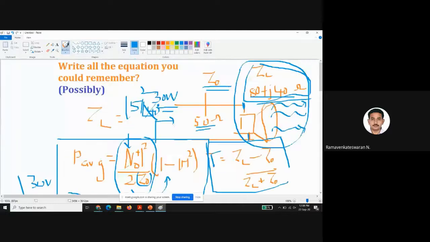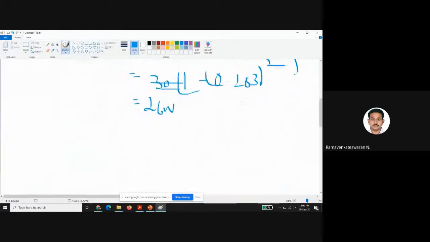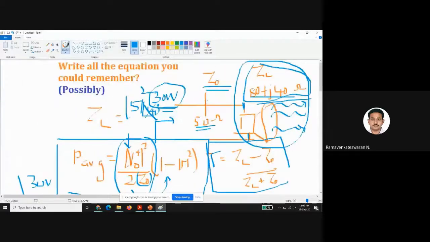So this is a more realistic, practical situation one can understand. Of 30 watts of power, even if I use a very good, excellent cable, if my load impedance, that is the antenna impedance, is mismatched, there is definitely a loss of 4 watts of power. It is really a huge value, not a small power. Out of 30, 4 watts is reflected. This is not a good design.